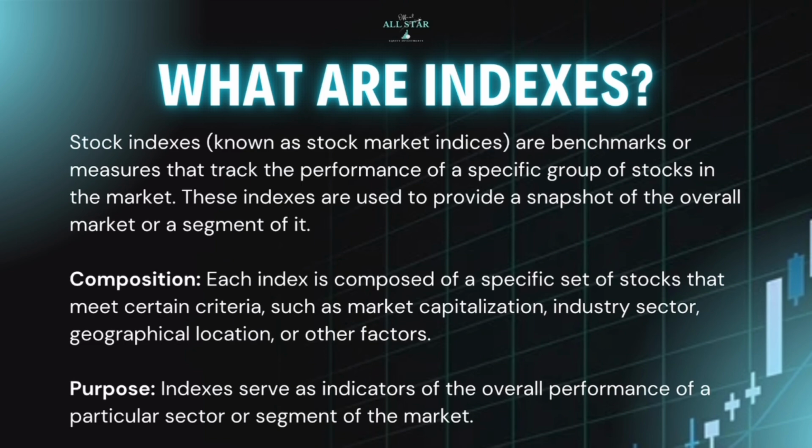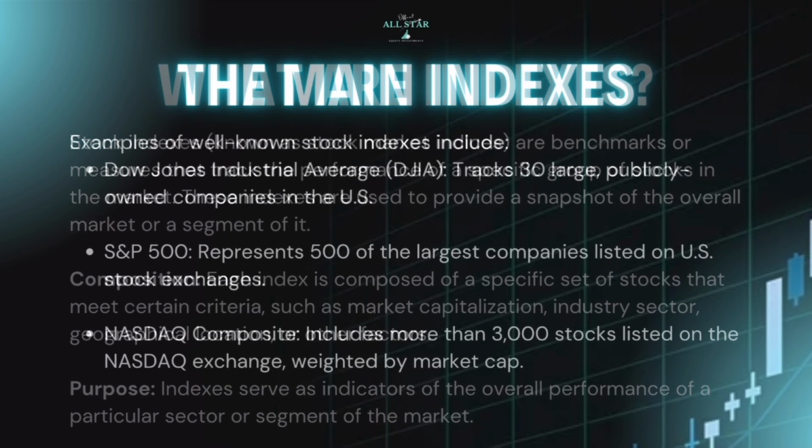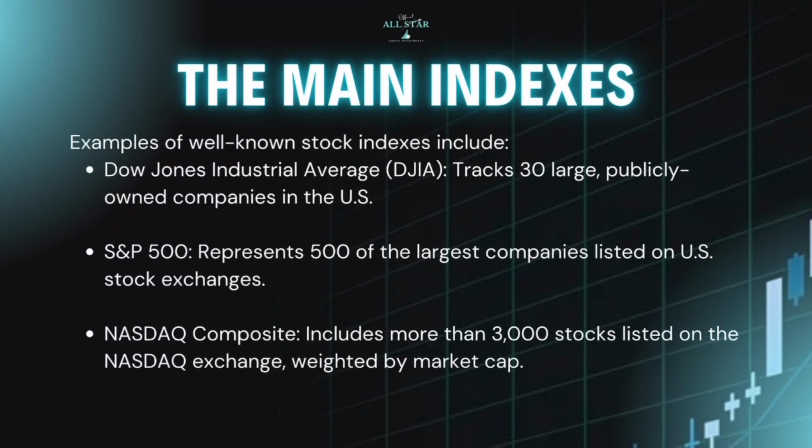So let's go ahead and give a little bit more detail into this. Now, there are 3 main indexes. Of course, I want to go over each one so you guys can have a little bit of background knowledge. The first one is the Dow Jones. They track 30 of the large publicly owned companies here in the US. The second is the S&P 500. This is the most popular one. They represent 500 of the largest companies listed on the U.S. stock exchange. And then lastly is the NASDAQ Composite. They include more than 3,000 stocks listed on the NASDAQ exchange, and this is weighted by market cap.